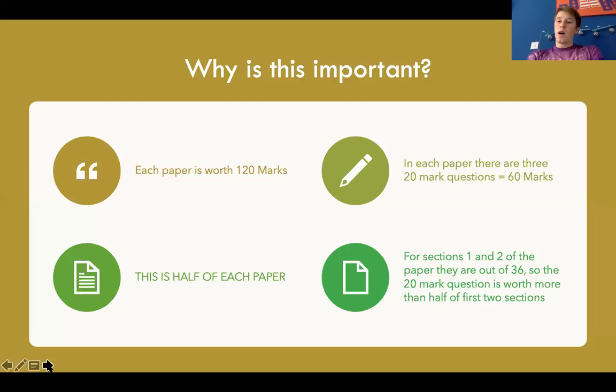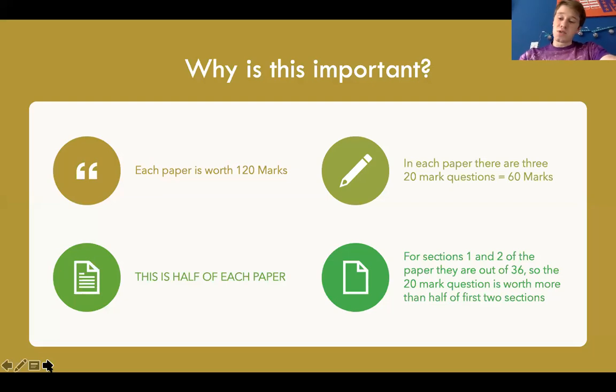So why are the 20-mark questions important? Well, each paper, as you should know if you've been doing A-level for about a year, is worth 120 marks. In each paper, there are 3 20-mark questions. That totals up to 60 marks, half your paper. That is half of your A-level, essentially, for the 2 papers, if you discount the NEA. But don't, because that's very important.